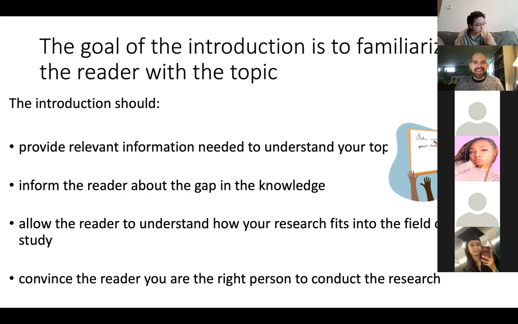All right. And then you have to convince people that you're the right person. You do that by citing literature. That's the point. You don't have to say, I'm the right person to do this. What you have to do is describe it in terms that show that you understand what you're doing.